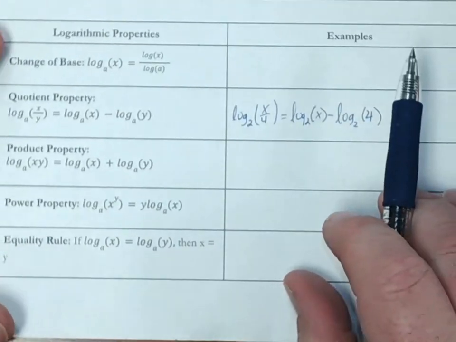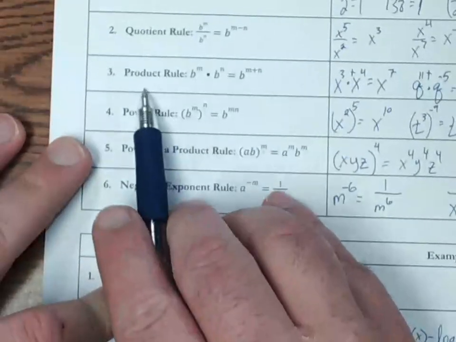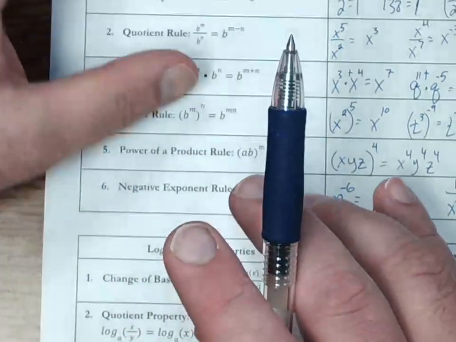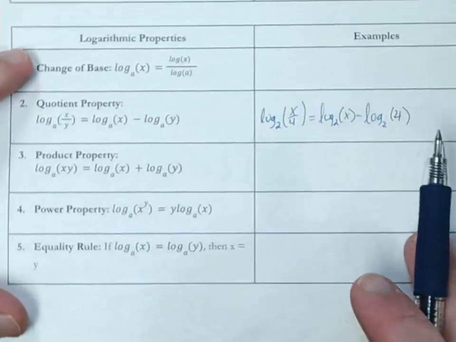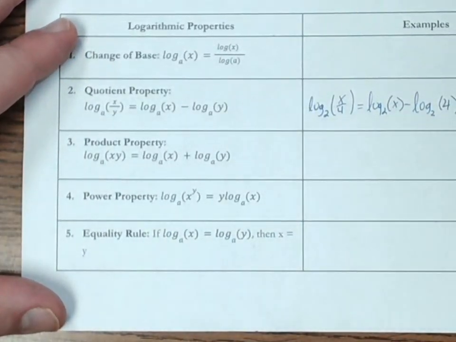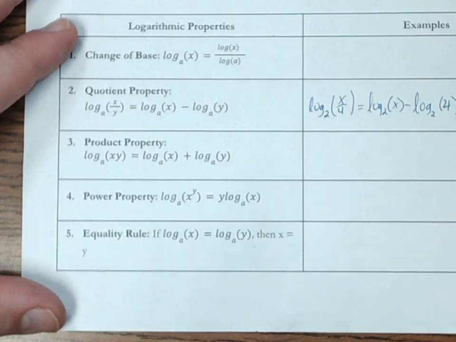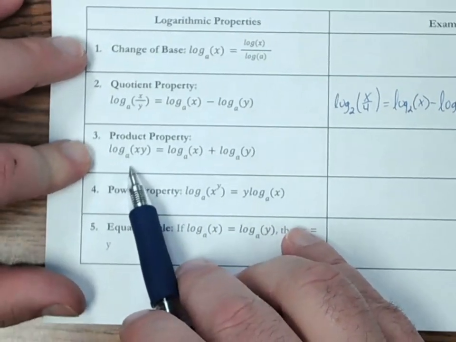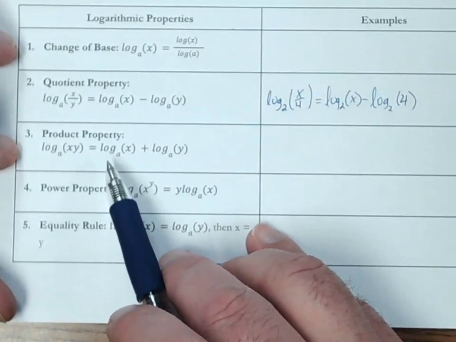The bases must be the same. Now, we had a product rule up here. Logarithms also have a product rule. And remember, the product rule for exponents was if you're multiplying the two expressions, you can add the exponent. Well, we can do something similar but in reverse for logarithms.